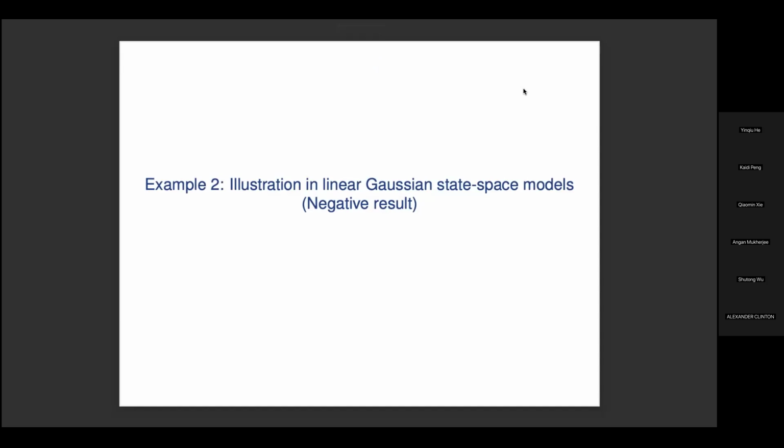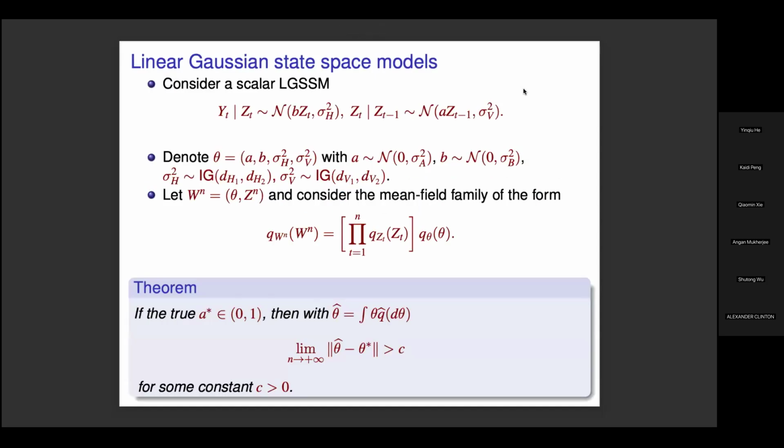have a positive result. This is a linear Gaussian state space model, fairly well used in econometrics. We have an observation model, which is Gaussian, conditioned on latent variable z. And we have an evolution for the latent variable, which is an AR1 process. So the parameters here are the regression coefficients, A, B, and the variance parameters sigma h squared and sigma b squared. And of course, the latent variables themselves are unknown parameters.